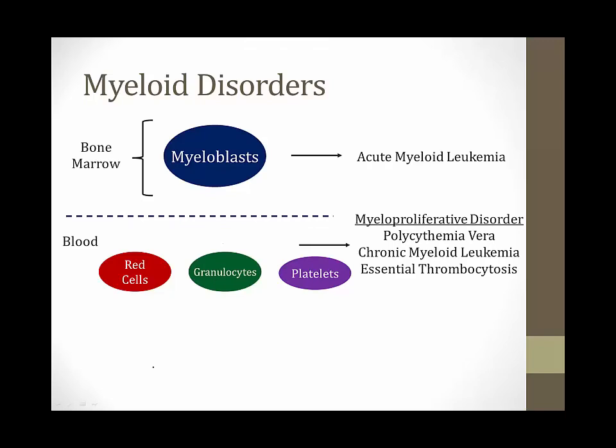So for example, if you have a progenitor cell that overproduces red cells, that disorder is called polycythemia vera. If you have a progenitor cell that overproduces platelets, that's called essential thrombocytosis. You can also have an abnormal progenitor cell that overproduces granulocytes, and since granulocytes are white blood cells, that's called a leukemia. That's called chronic myeloid leukemia, and we'll talk about that in another module on chronic leukemias.